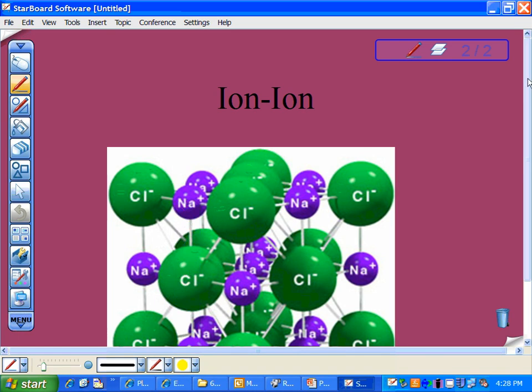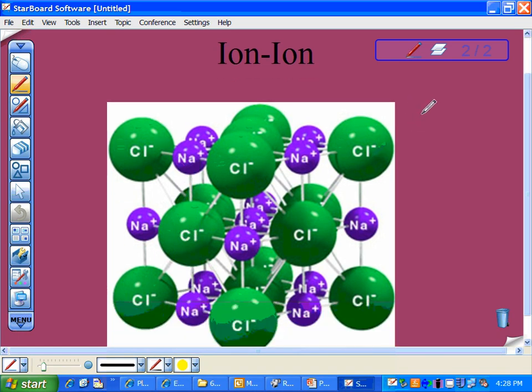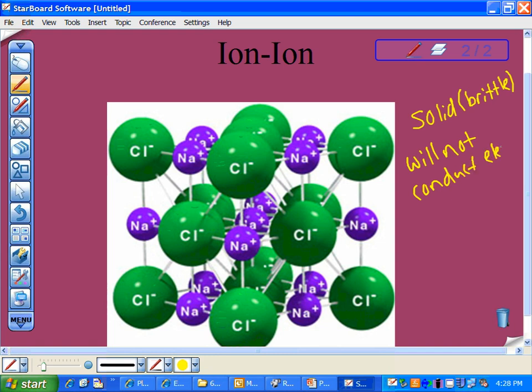In an ion-ion compound, at room temperature, these things are actually solid. They're actually a brittle solid. If you think about salt crystals, ionic compounds mostly are what we call brittle, meaning that they form these crystals, and if we break these along the crystal lines, then we can break them. And they will not conduct electricity as a solid. So salt does not conduct electricity as a solid.